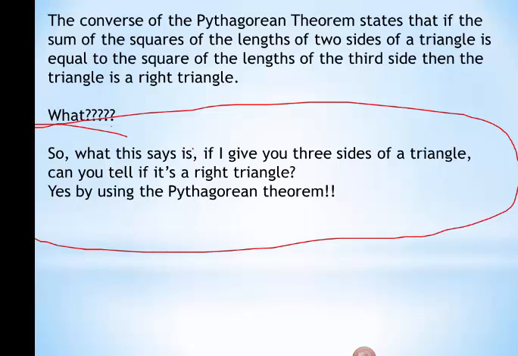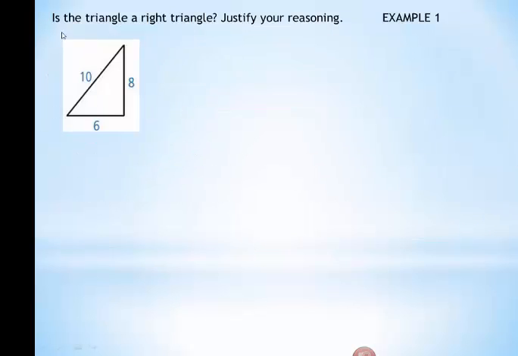Okay, so let's look at this problem. Is the triangle a right triangle? That looks like a right triangle, but I don't know if it is or not. So let's justify our reasoning by doing the Pythagorean theorem. Now remember, what side is always the longest side? The C. So in this problem, 6 and 8 will be my legs, and 10 would be my third side, or my C. So I'm going to plug this in.